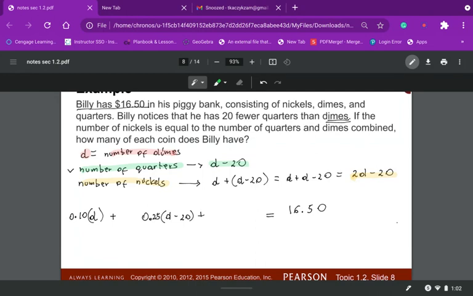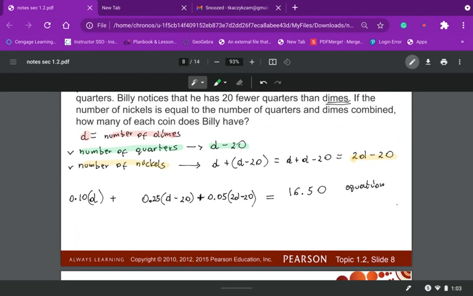Plus, now we're talking about nickels. The value of a nickel is 5 cents, which we express as the decimal 0.05. So 0.05 has to be multiplied by the amount of nickels he has, which we simplified as D plus D minus 20, so this is 2D minus 20. This is our equation, which we're going to use to solve this problem.